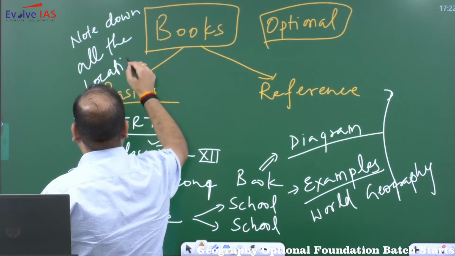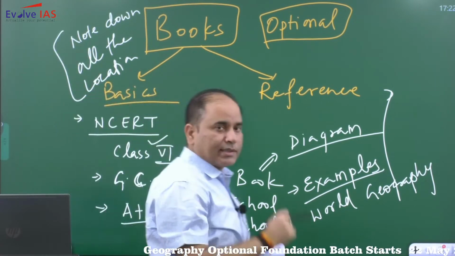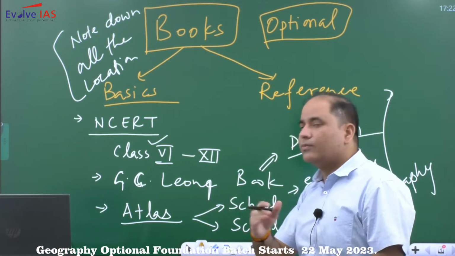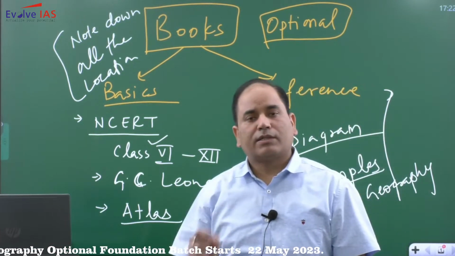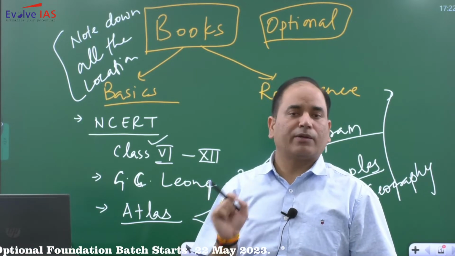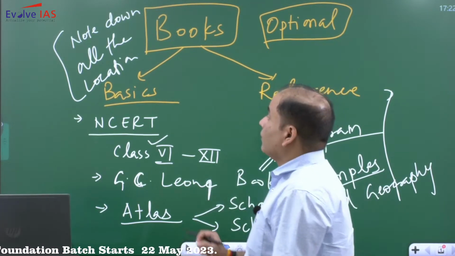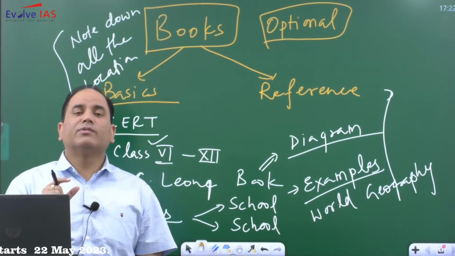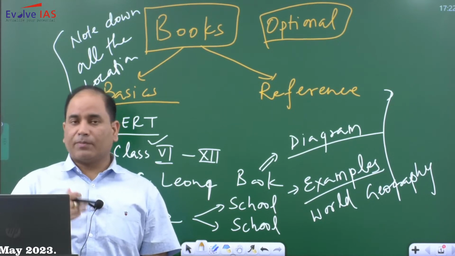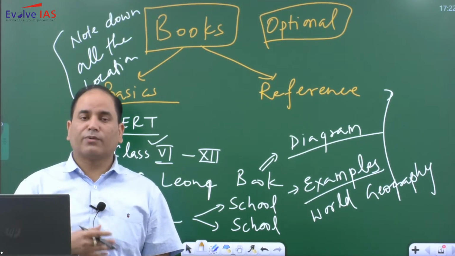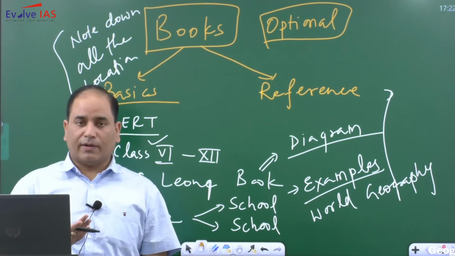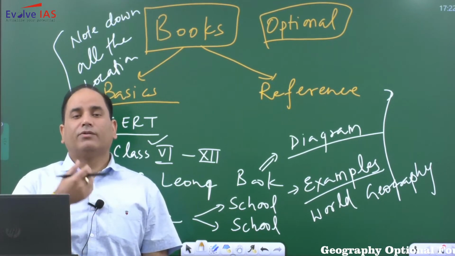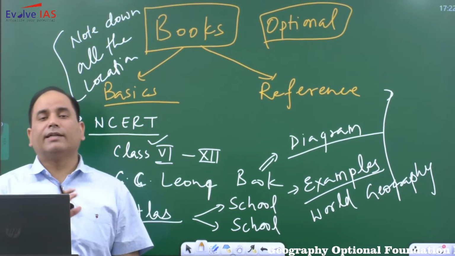So note down all the locations that you will encounter in the NCERTs, you will encounter in your G.C. Leong book, सभी locations को आप एक separate notebook में note करिए. Also, make sure that when you are noting down the location, you should leave some space. Because as far as paper 2 is concerned, India specific जो भी location होंगी उसके लिए आपको write up भी लिखना होगा. So you should leave some space जिससे आप बाद में उसके बारे में 20 वर्ड, 30 वर्ड, 50 वर्ड्स का राइट अप लिख सकें.